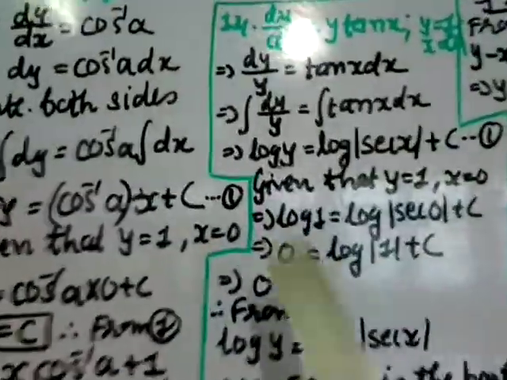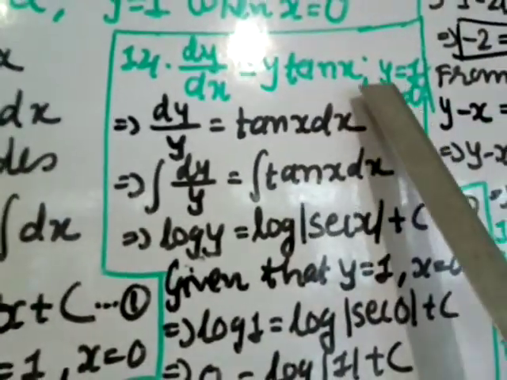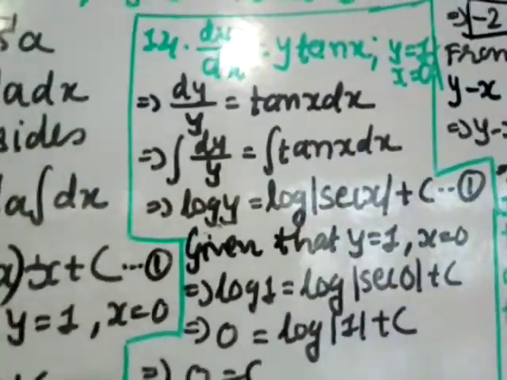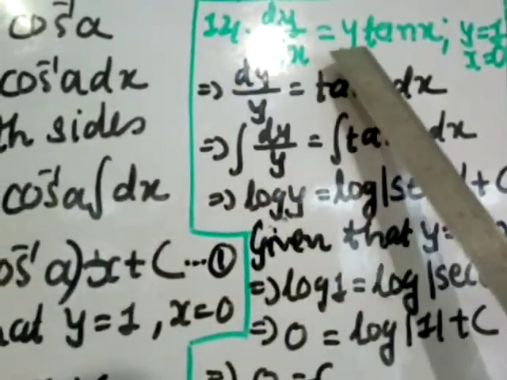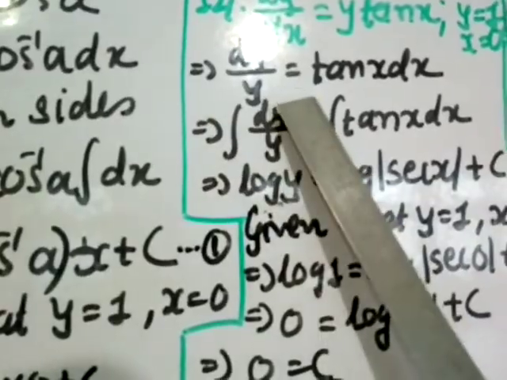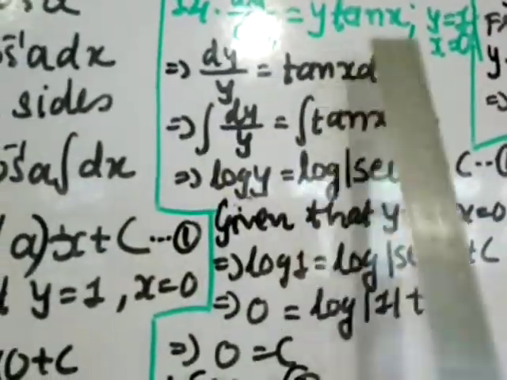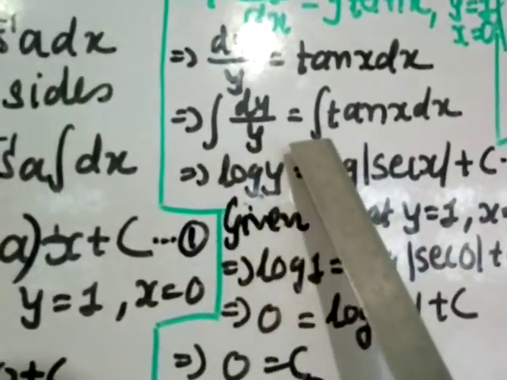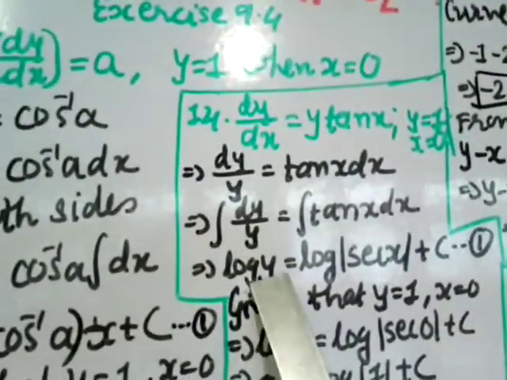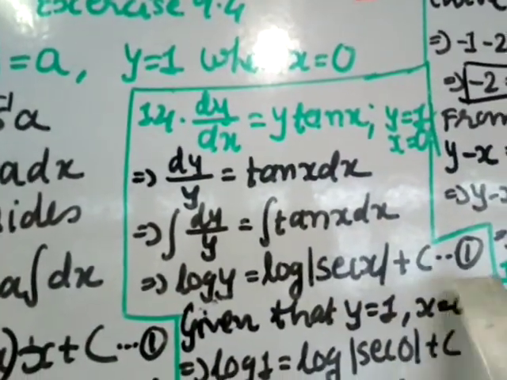Question number 14: dy/dx = y tan x, given that y = 1 when x = 0. Separate the variables, y you transfer here and dx you transfer here. So dy/y = tan x dx. Integrate on both the sides, integral dy/y = integral tan x dx. The integral of 1/y is log y, and the integral of tan x is log sec x, plus c. Call it number 1.